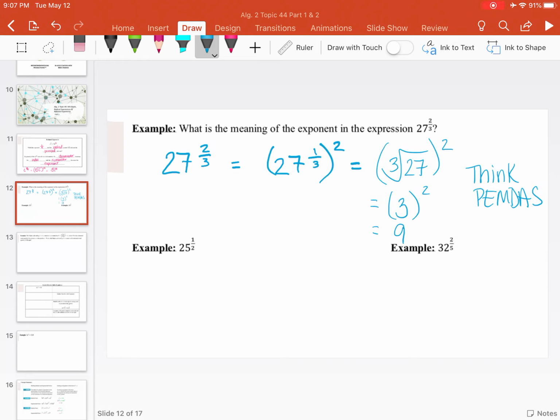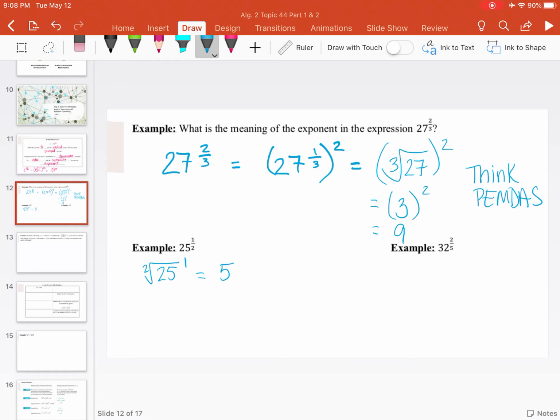9. If we have 25 to the 1/2 power, we can rewrite that as the square root of 25. Because remember, if we don't see an index, it's 2. And if we don't see an exponent, it's 1. So there's the 1 that's the numerator and the 2 that's the denominator. The square root of 25 is 5.